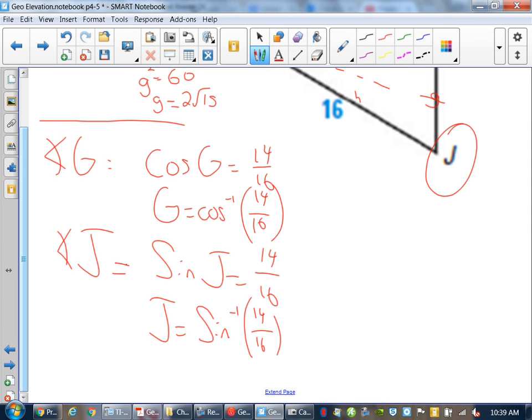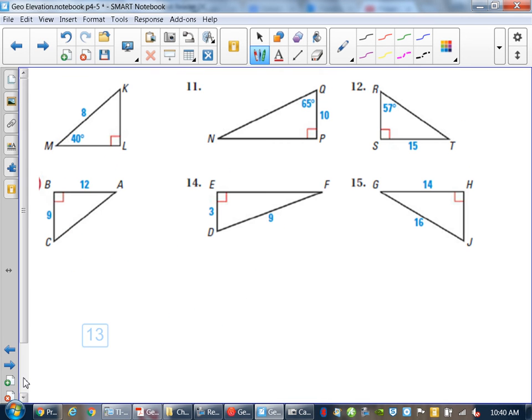And you go from there. Okay. Boom, boom, boom. One last one with another angle one, just to make sure you're setting them up okay.